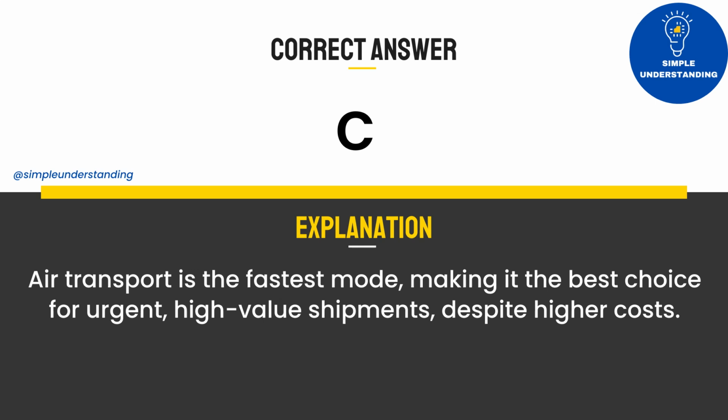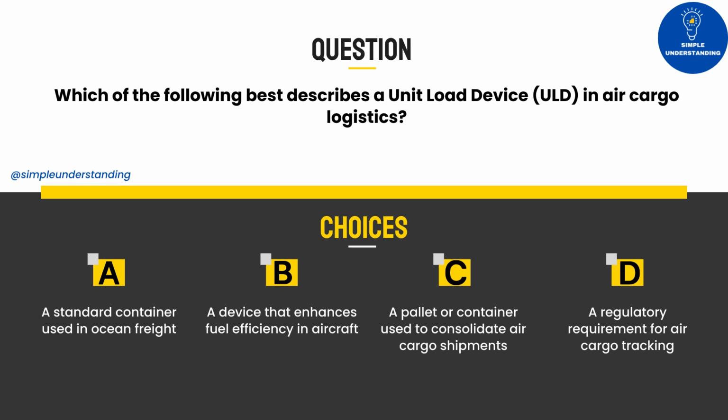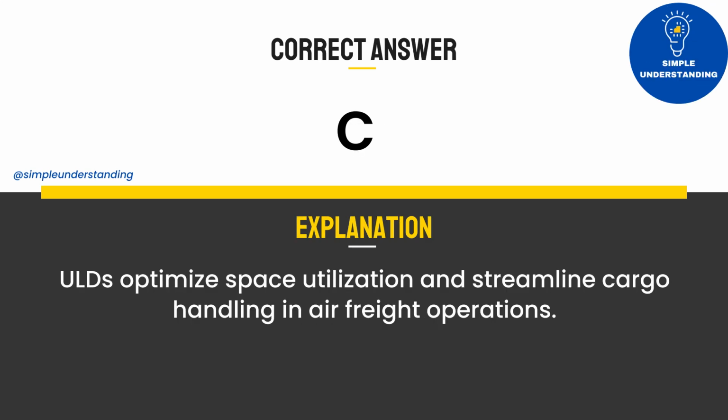higher costs. 3. Which of the following best describes a unit load device, ULD, in air cargo logistics? A. A standard container used in ocean freight. B. A device that enhances fuel efficiency in aircraft. C. A pallet or container used to consolidate air cargo shipments. D. A regulatory requirement for air cargo tracking. Correct answer. C. Explanation. ULDs optimize space utilization and streamline cargo handling in air freight operations.